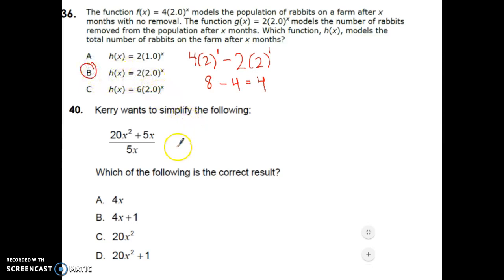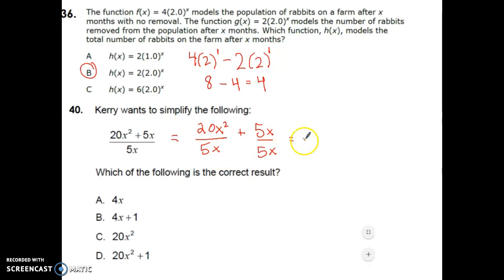All right, now these problems, we haven't done these problems, but these problems are not hard. They make sense. It says Carrie wants to simplify 20x squared plus 5x over 5x. So I'm dividing each term by 5x. So 20x squared divided by 5x plus 5x divided by 5x, because technically I'm dividing everything by 5x. This divided by 5x, this divided by 5x. And so if I want to break this apart, they both have the same denominator.